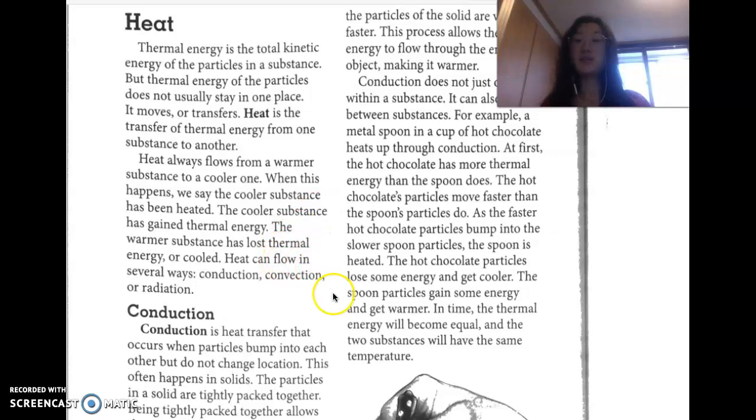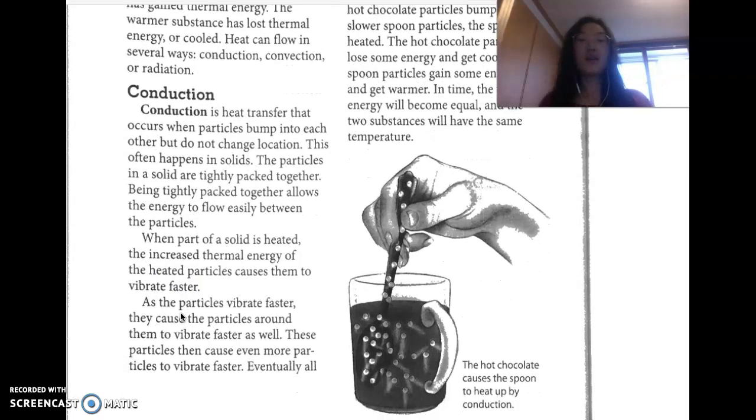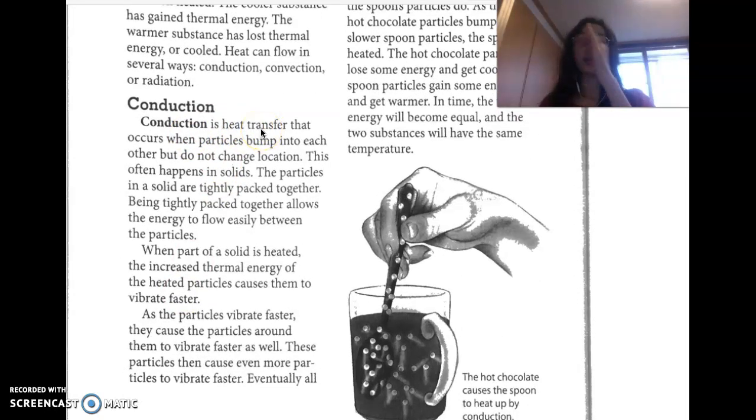Heat can flow in several ways: conduction, convection, or radiation. And as you probably noticed, today we're going to be talking about conduction, the first one. So conduction is heat transfer that happens when particles bump into each other, but they do not change location, so they don't move around. This often happens in solids, and the particles in a solid are tightly packed together. Think like a Rubik's Cube. And being tightly packed together allows the energy to flow easily between those particles.